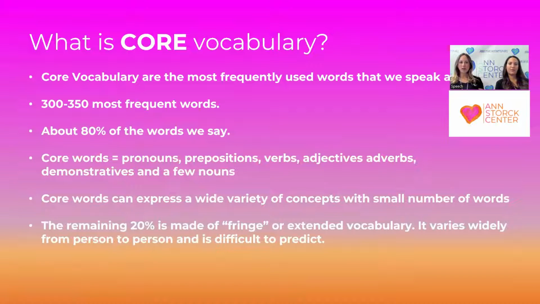So what is core vocabulary? Core vocabulary are the most frequently used words that we speak and write. There are 300 to 350 of the most frequent words, and they make up about 80% of the words we say. Some examples of core words are pronouns, prepositions, verbs, adjectives, adverbs, demonstratives, and some nouns. Core words can express a wide variety of concepts with just a small number of words, and the remaining 20% is made up of fringe or extended vocabulary. It varies widely from person to person and is difficult to predict, which we'll talk about later, and why that is important.